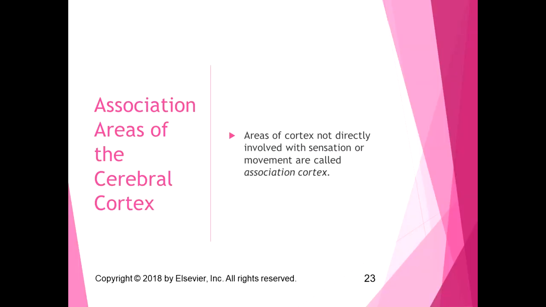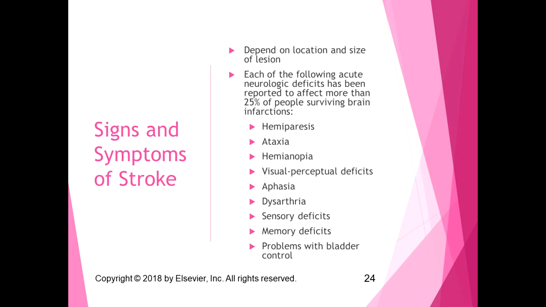So the association areas of the cerebral cortex are areas of the cortex that are not directly involved with sensation or movement. And that's pretty much everything else besides the areas that we've talked about. So lots of processing goes on in the association cortex. The signs and symptoms of stroke, and we talked about these in the last module, depend on the location and the size of the lesion. So you can see with all those specialized areas, if the stroke affects that area, all of the specialization in that area is going to be lost.